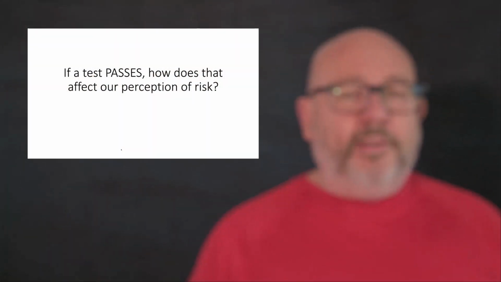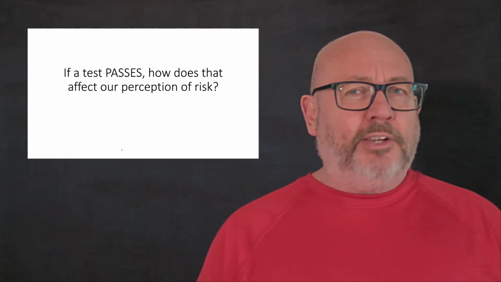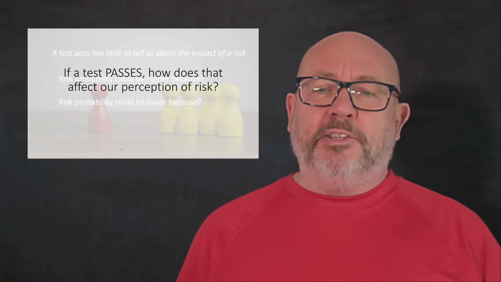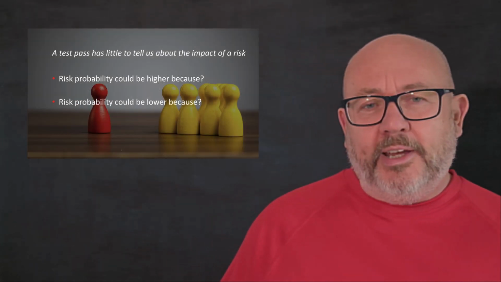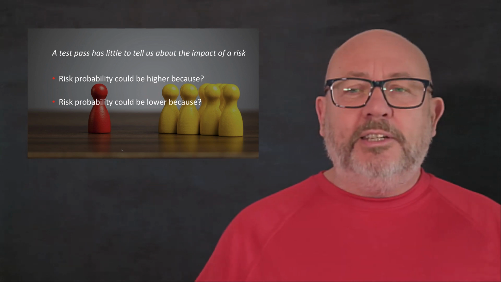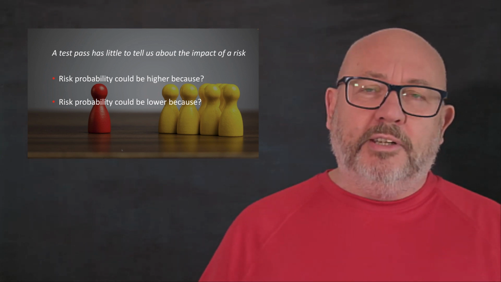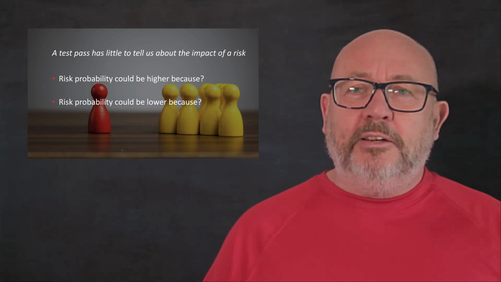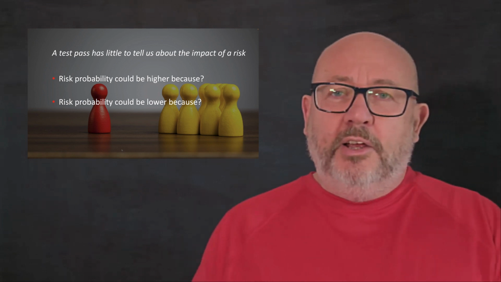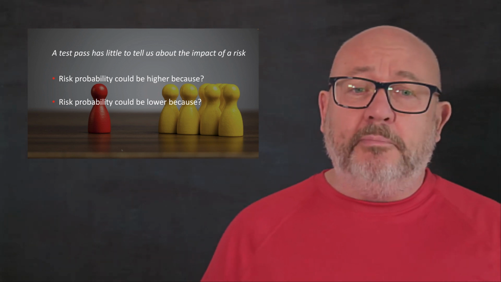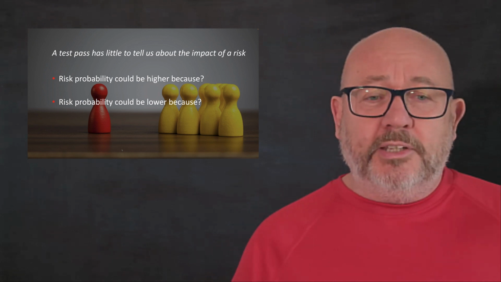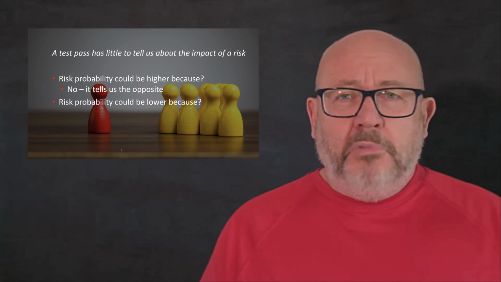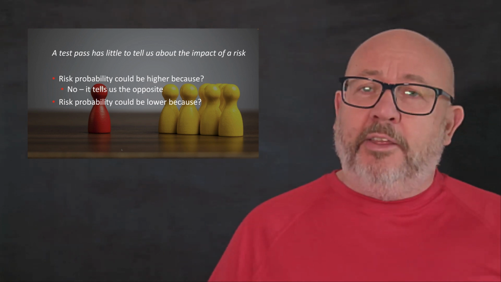I want to explore very briefly what it means to have a test pass and fail and how that affects our perception of risk. Suppose our test passes, what can we say? Well, the first thing is a test pass has nothing to tell us about the severity of the risk, the impact of the risk, because that is what it is. Whether it occurs or doesn't occur, our perception of the impact will be the same. But if a test passes, the risk probability would be higher because, well, no, it can't. It tells us exactly the opposite.